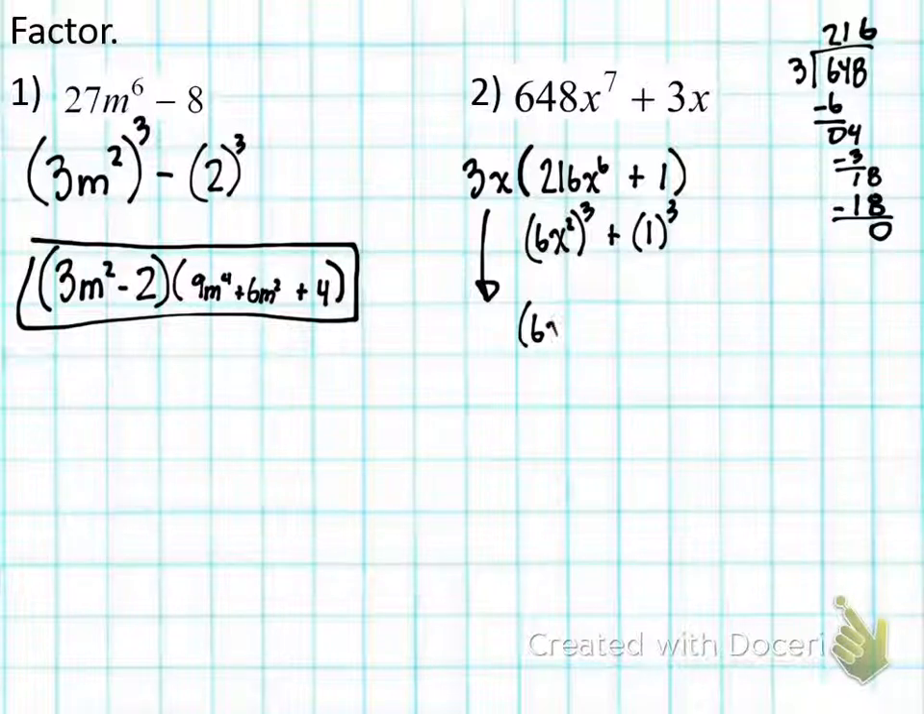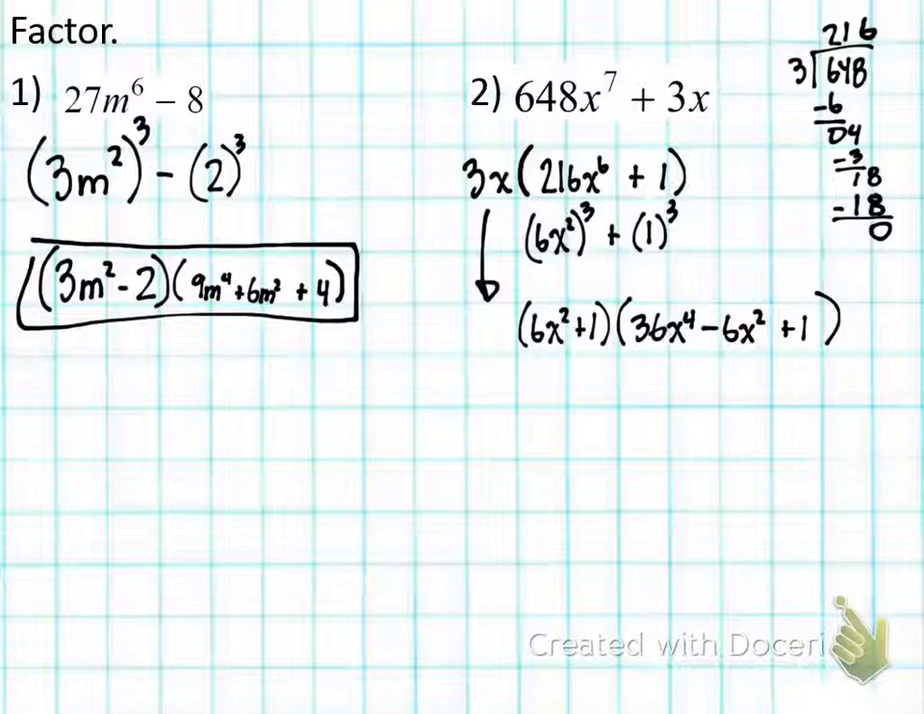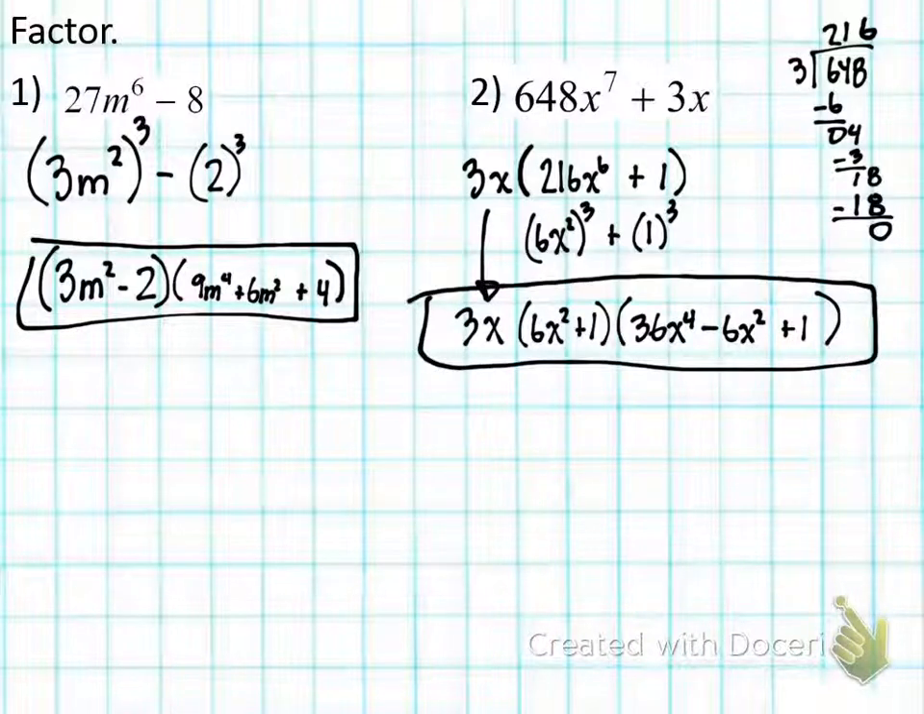It's going to be 6x to the... I'm sorry, a plus b first. My bad. A plus b is 6x squared plus 1. Now we're going to do 6x squared, which is going to be 36x to the 4th. And we have 6x squared times 1, with a negative sign in front, negative 6x squared. And then 1 squared is positive 1. And then we bring down our GCF that we took out at the beginning, and of course box our answer. And that's how we do number 1.